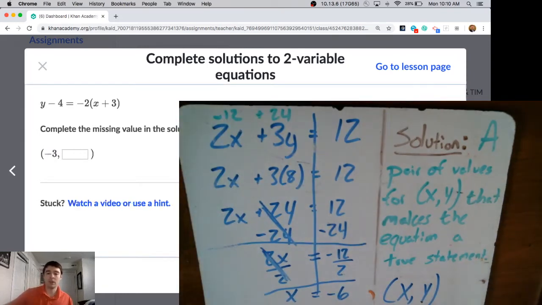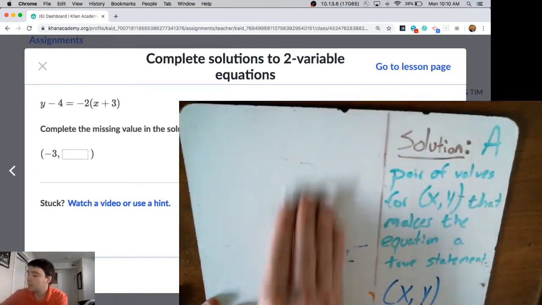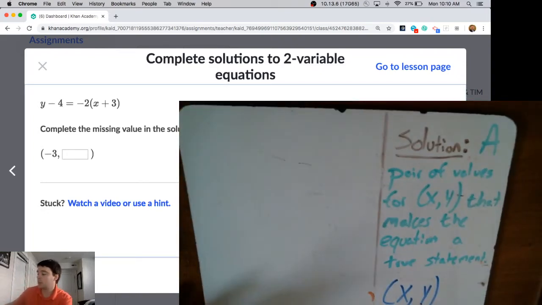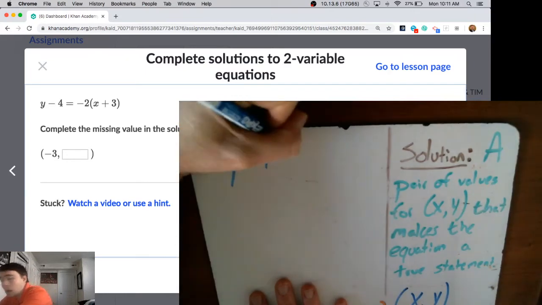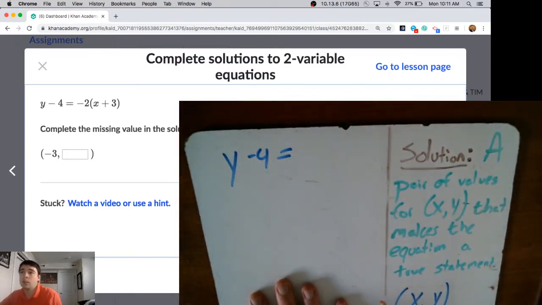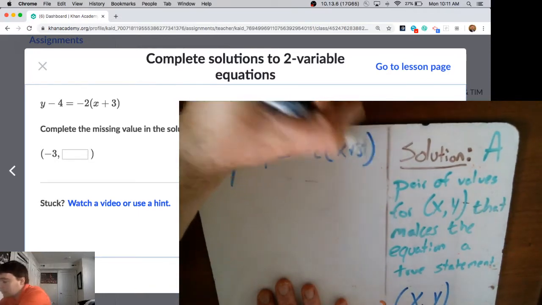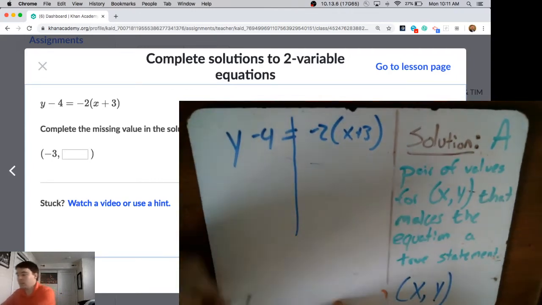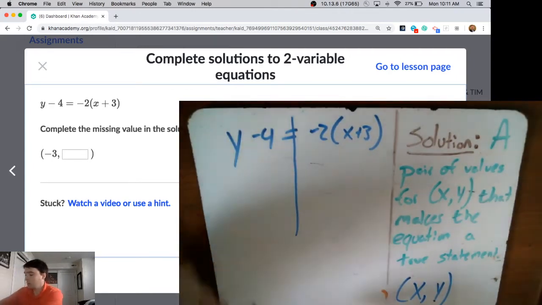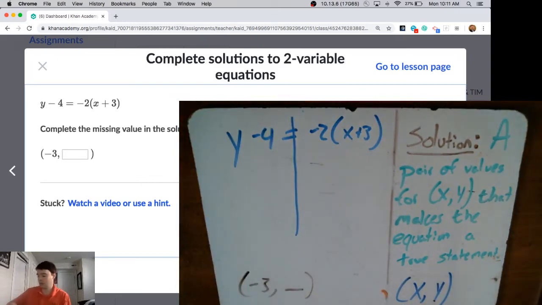We're going to show one more example, but again, the key for all of them in this assignment here, if they give you half of the solution, you need to plug that half into your equation to find the other value for that solution. Here our equation says y minus 4 needs to be equal in value to -2 times x plus 3. And for the proposed solution, they say x is going to be -3. And they want us to figure out what would y have to be if x were -3.